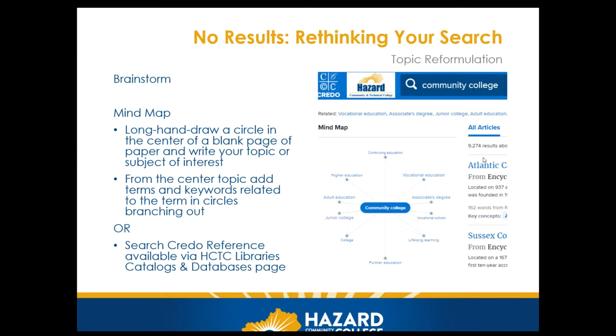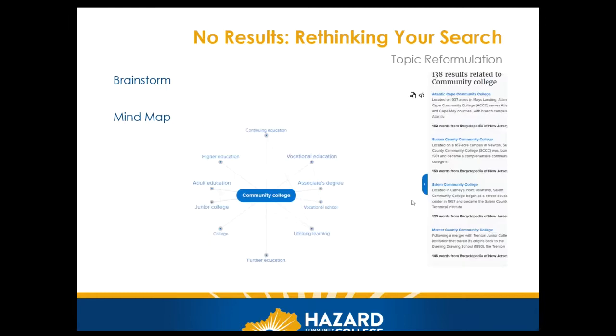And again, it has this mind map feature, which is a really great visual of how things are connected. So in the example, you see that community college is that center subject, and then branching out, you've got different aspects of it. So you've got the associate's degree, vocational school, further education, adult education. And if you click on any of those within Credo, that's going to further branch out that mind map. And this is just a closer look at that. As you can see here on the right, as you click into each of those little bubbles, it's going to show you all the results within the encyclopedia database relating to those. So that's a really interesting, potentially useful feature within our databases.